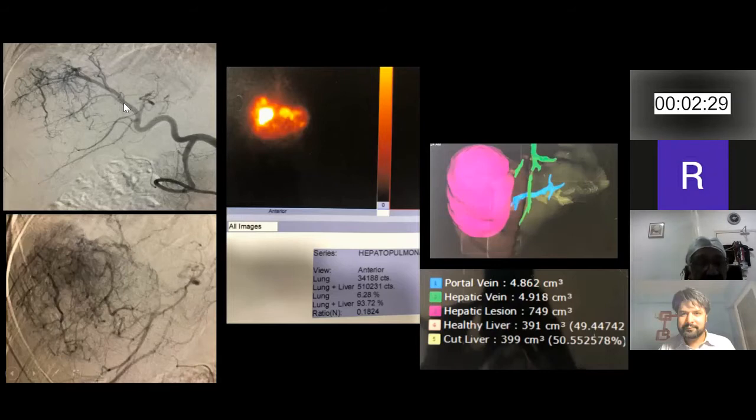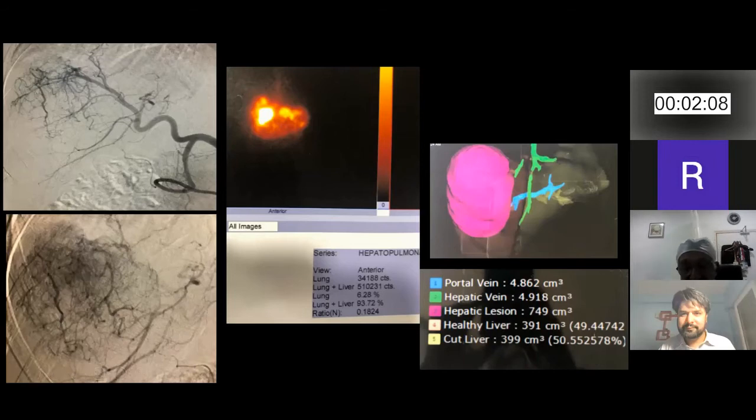Now, as you can see in this patient, we have injected technetium-99 into the feeding artery. Here is the infusion artery that we have selected. I've injected there, and you can see focal concentration of the technetium-99 within the liver tumor mass. And if you see the lung, it is just 6.28% going up there. So this is a suitable tumor to undergo radioembolization.